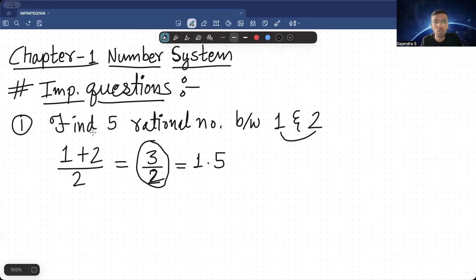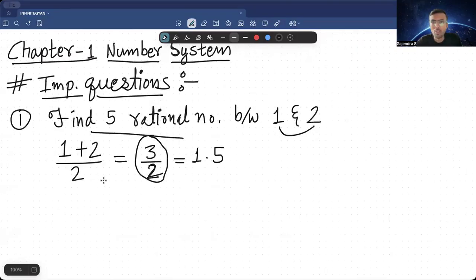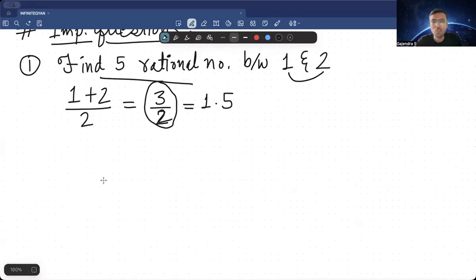But here we have been told to find five such rational numbers. So will you again be doing the same task, adding 3 by 2 and 2 and then dividing by 2, again and again? It becomes quite tedious, right? To solve this, we have a shortcut method.